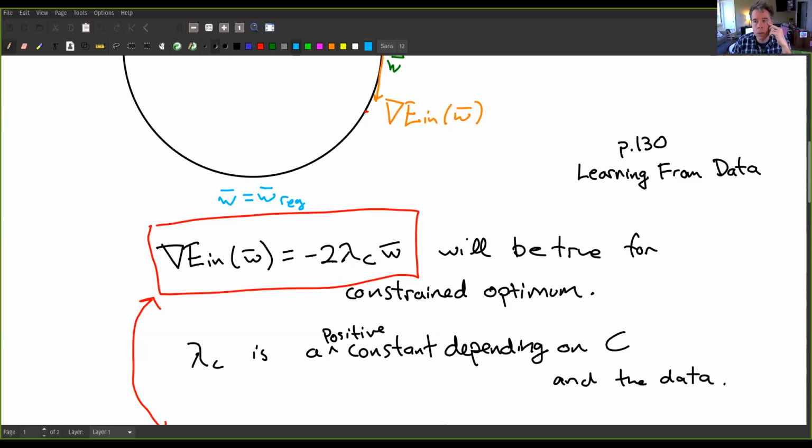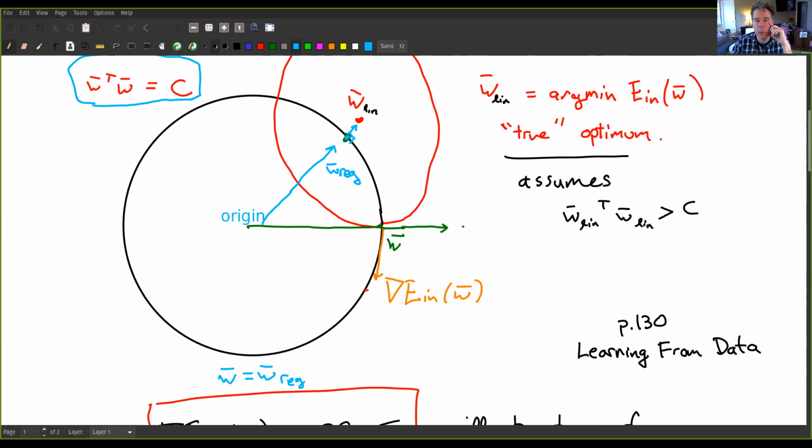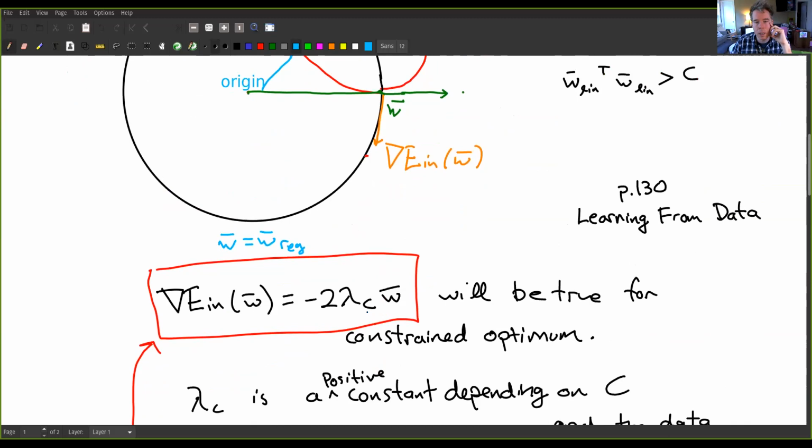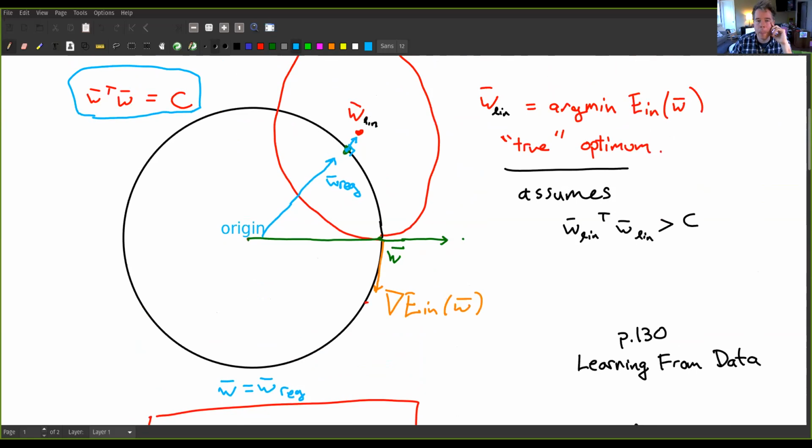And this two is just a mathematical convenience. What this lambda does is it makes these vectors the same length. It's just a scaling factor that makes the gradient vector and the W vector be the same length. And it has a little subscript C, because it depends on what C is. If C is big, then W is going to be big because it lives on the border of the circle with radius C. Okay, I hope all that makes sense.